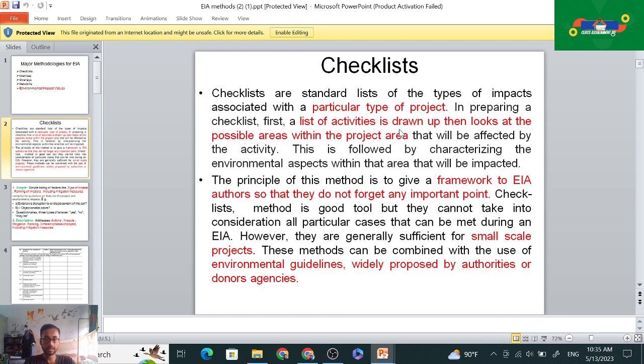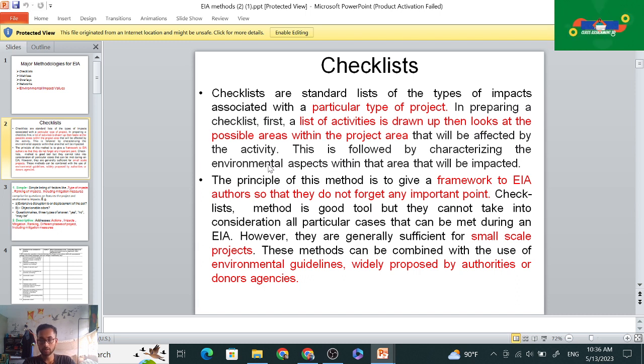In preparing a checklist, first a list of activities is drawn up, then one looks at the possible areas within the project area that will be affected by the activity. This is followed by characterizing the environmental aspects within the area that will be impacted. The principle of this method is to give a framework to EIA authors so that they do not forget any important point.